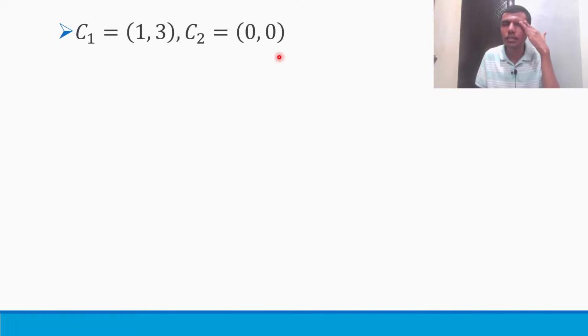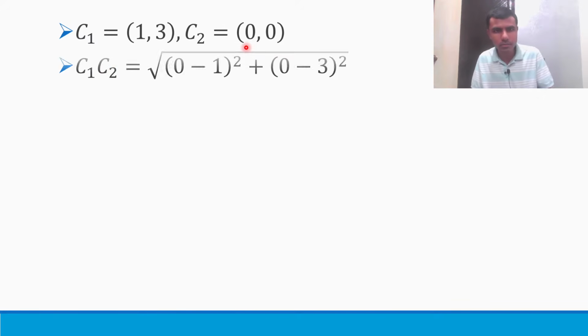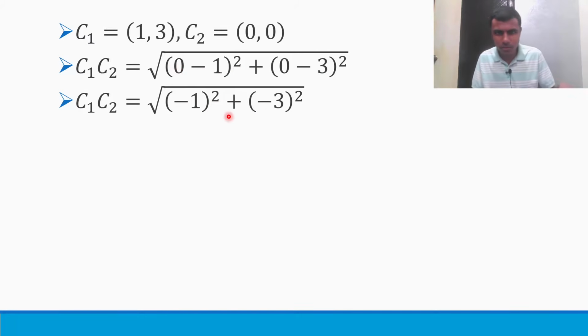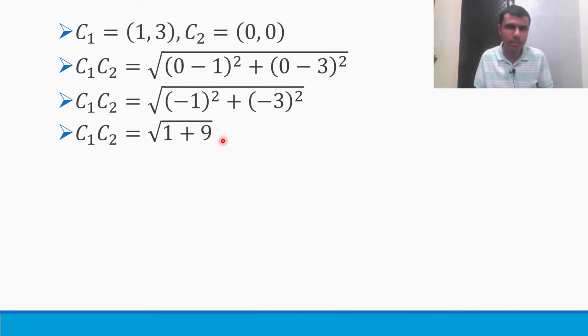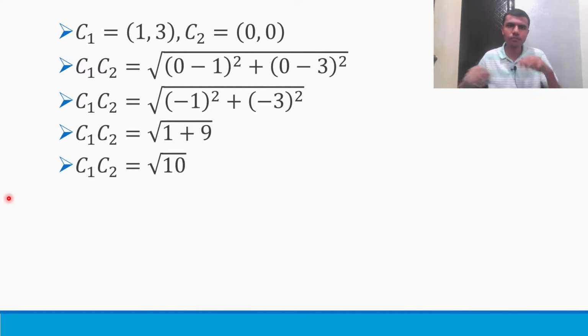C1 is (1, 3), C2 is (0, 0). So distance C1C2 is nothing but the square root of (x2 minus x1) whole square plus (y2 minus y1) whole square. So root of (0 minus 1) square plus (0 minus 3) whole square. So root of (minus 1) square plus (minus 3) square. So root of 1 plus 9, which is nothing but root 10.